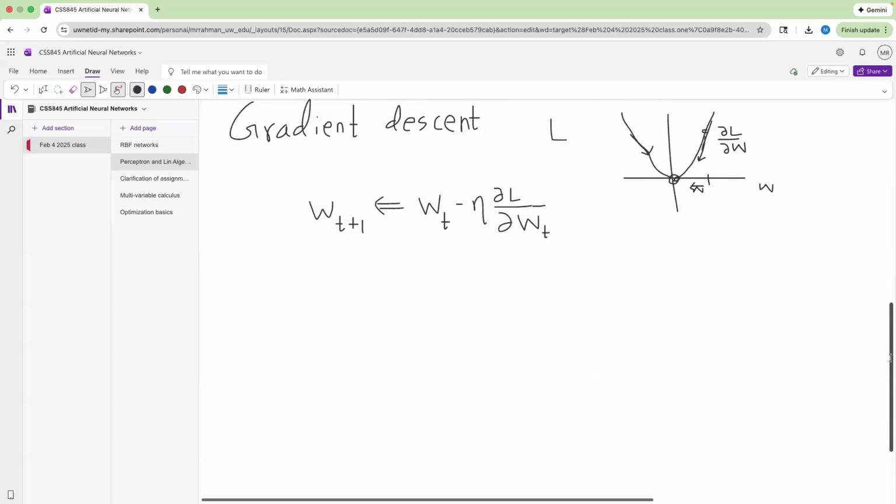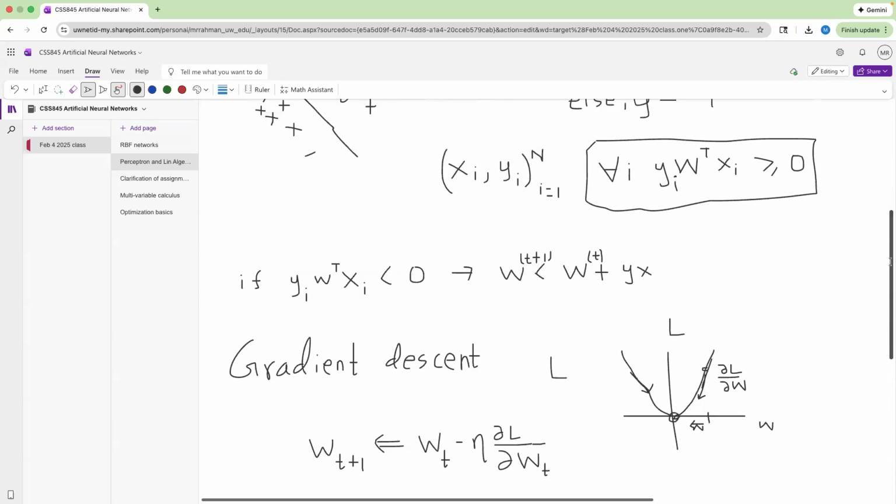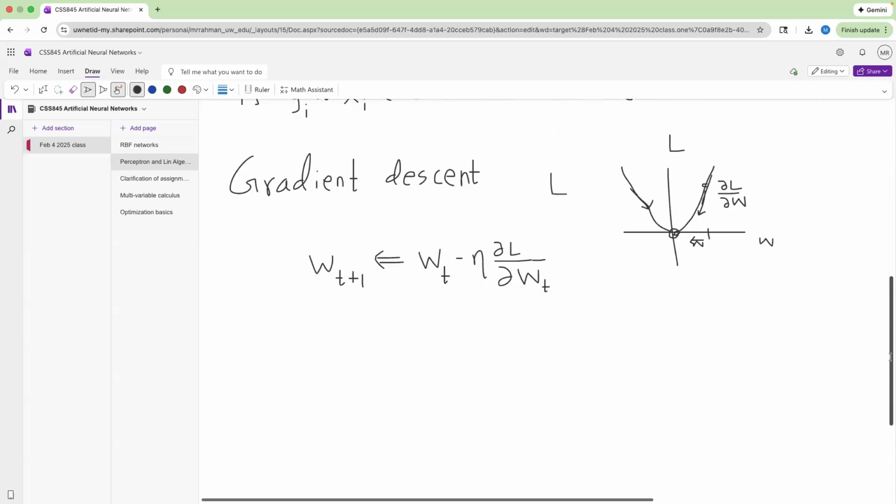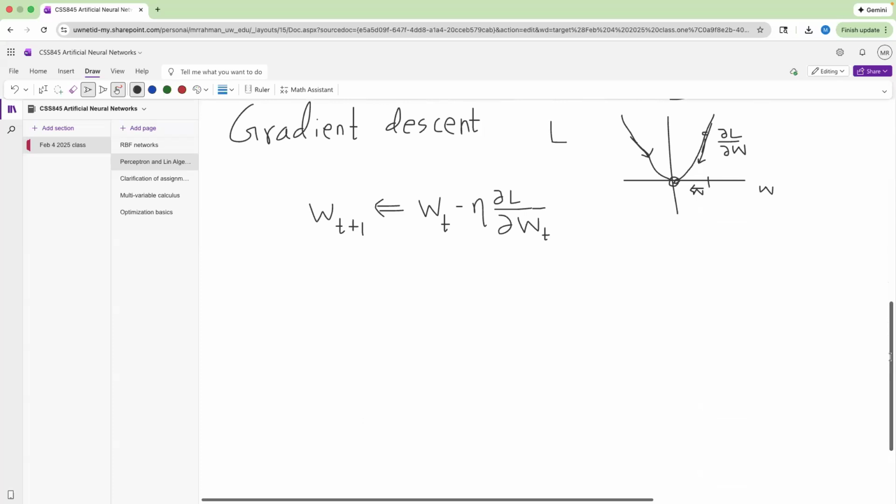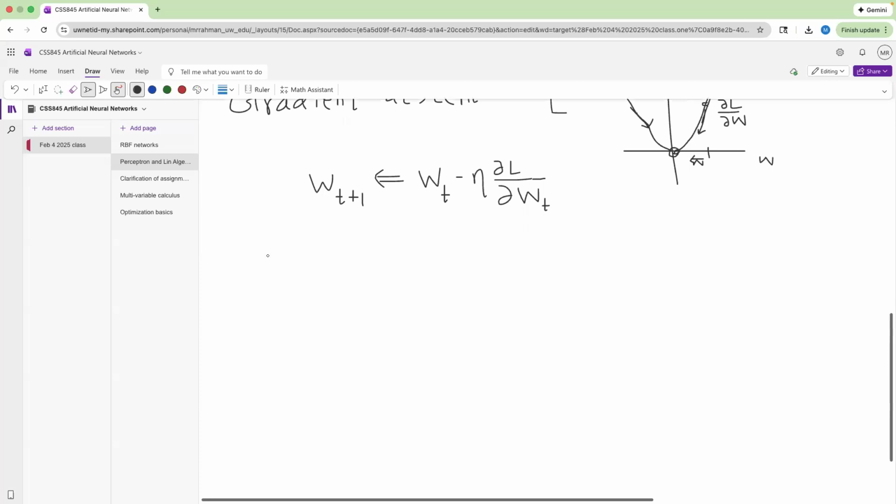Now let's see how this connects to the perceptron. If you want to frame the perceptron in terms of gradient descent, we need a loss function, right? So what is the loss function for the perceptron? Let's try to define that. I'm going to claim that the loss function for the perceptron is something like this. This is the perceptron loss.